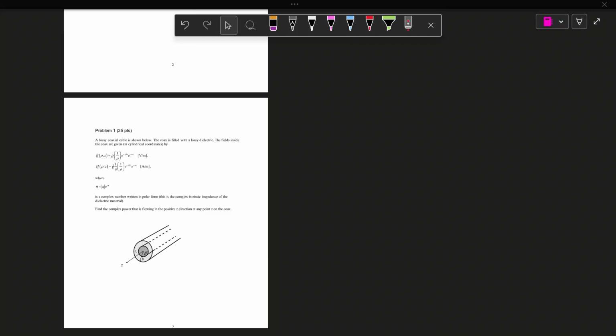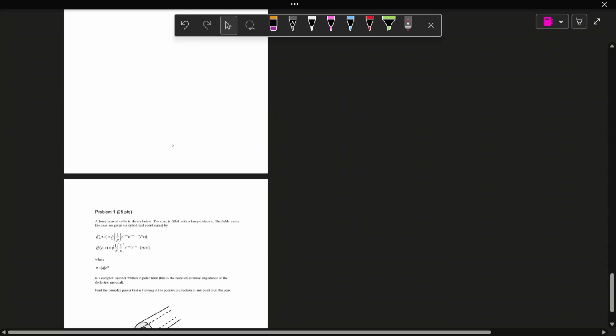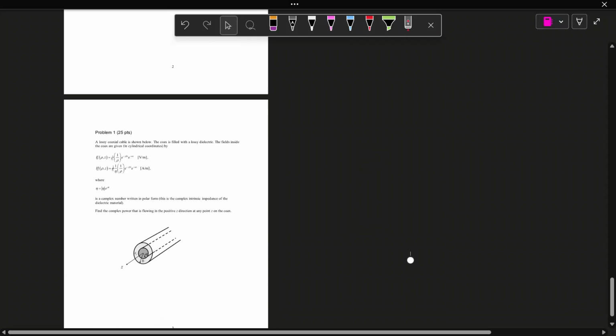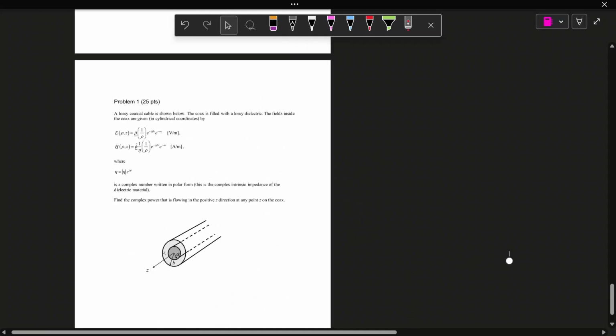All right, hi y'all. Today we're going to be going over exam 1 in the fall of 2022. And this is just your classic pointing vector problem. Now, this isn't your exact classic one, but it is a pointing vector complex power problem. And you'll see this every single time for your first question, especially for the exam coming up on Tuesday.